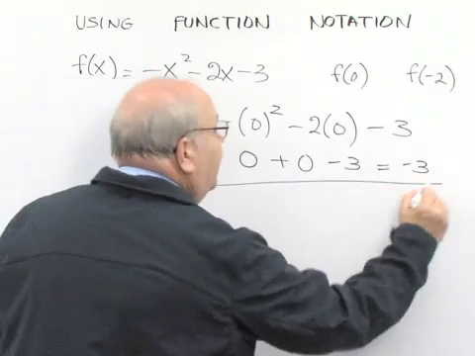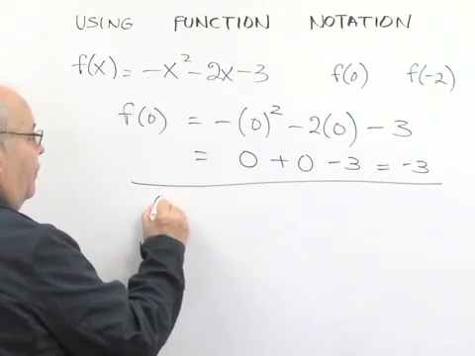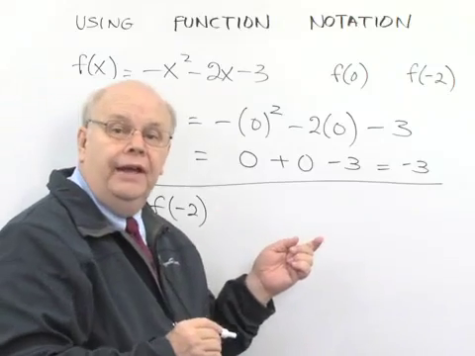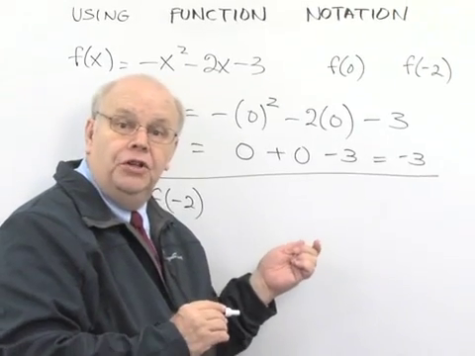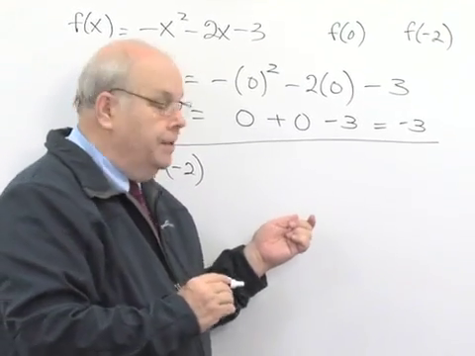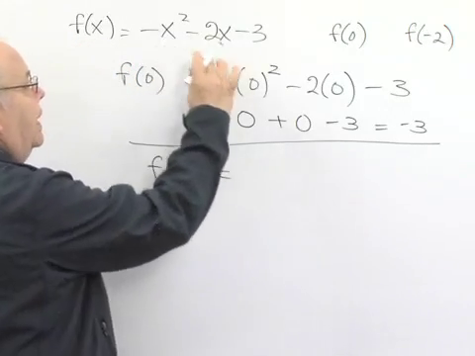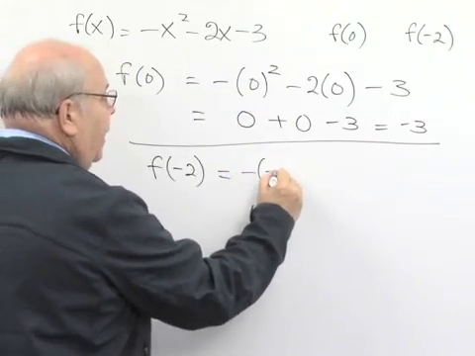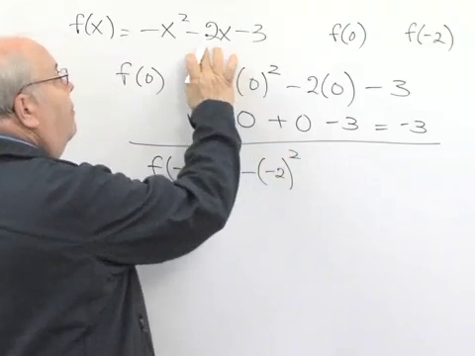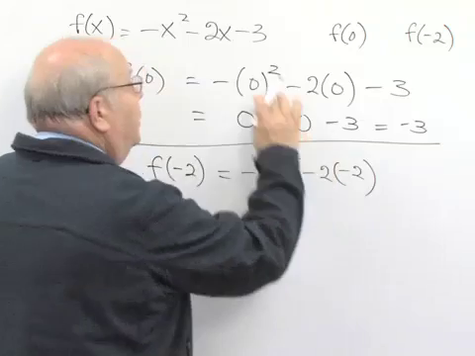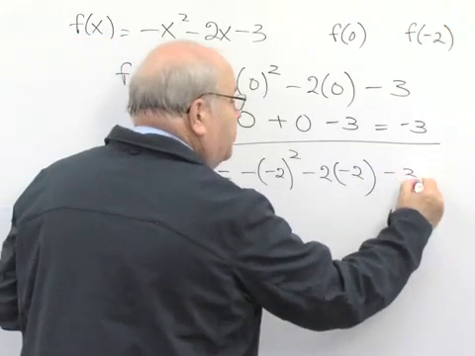For our second function notation, we want to find f of minus 2. This means to find out what this function value is if x is minus 2. Let's see how it works. Minus x squared would be minus 2 squared. Minus 2 times x would be minus 2 times minus 2, and we have the quantity minus 3.